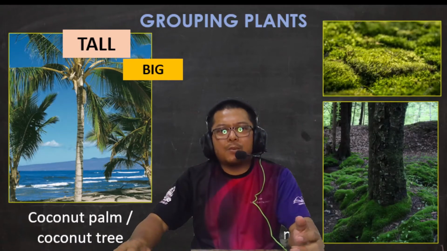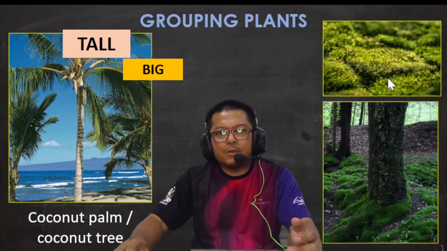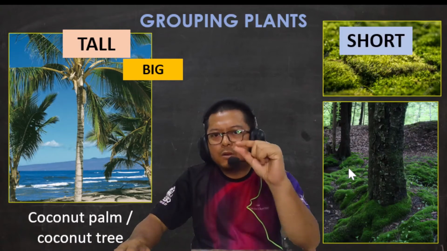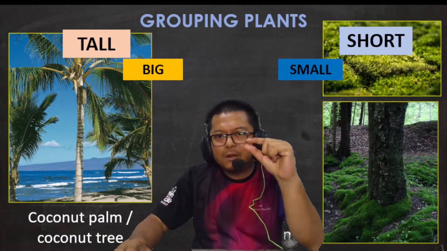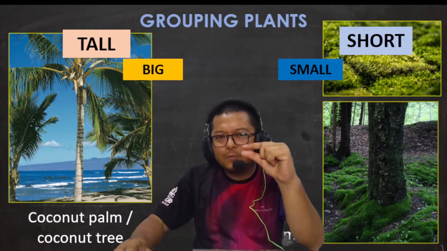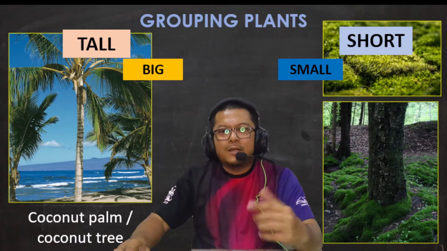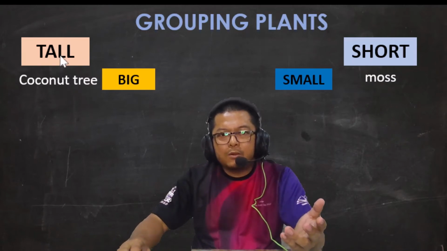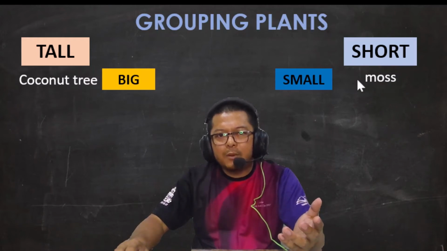So how about the next plant? Moss, this one, the one under the tree. Now, moss is in the short group. It's very short and small, this size. I think maybe smaller, I'm not sure, but you can check this at home. Okay, now let's take a look at other examples. Grouping plants, coconut tree would be tall group, and moss would be in the short group like this, and moss is also small, and coconut tree big.